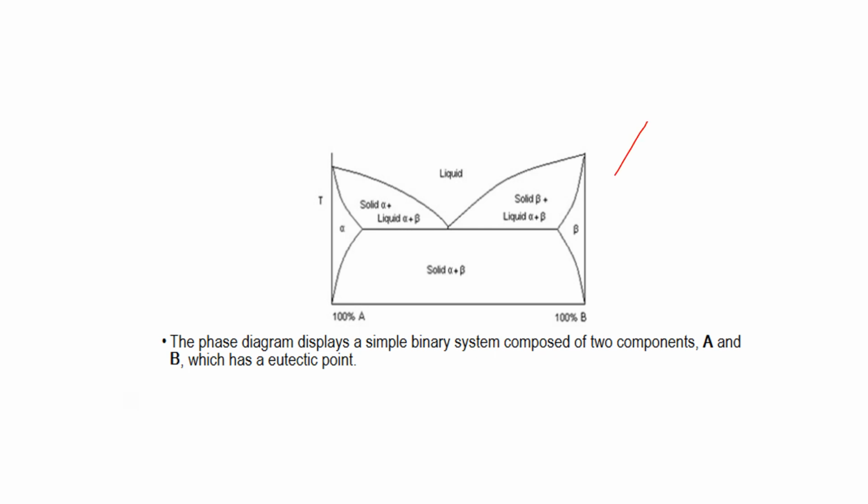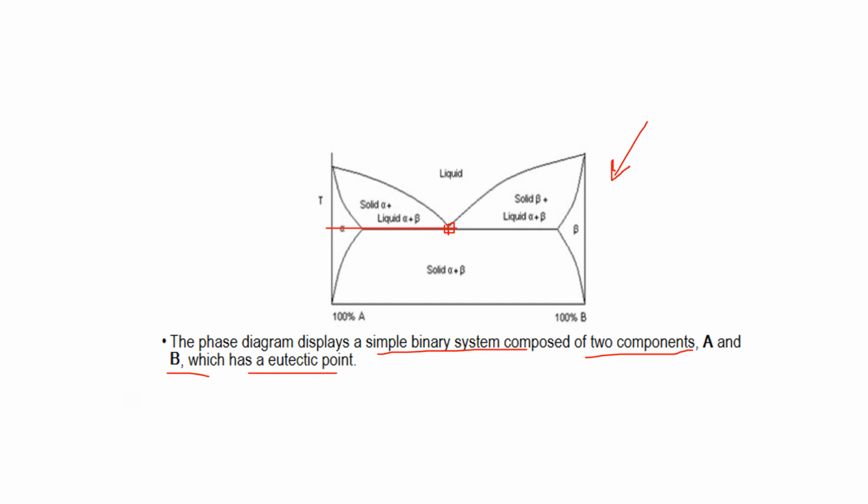Here is an example, a generalized figure for the eutectic phase diagram. The phase diagram displays a simple binary system composed of two components A and B, which has a eutectic point. At the eutectic point, the parallel line, the temperature is called the eutectic temperature. This is the lowest point, the lowest common point between the different liquids and solids.